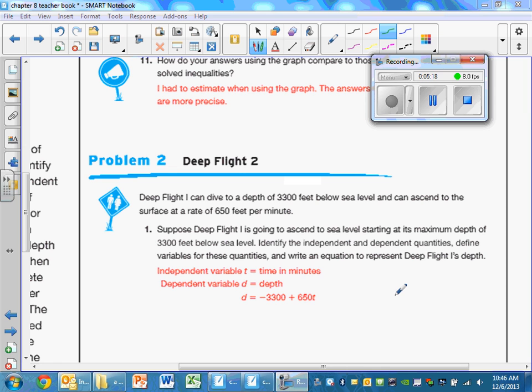The independent is the time in minutes, the dependent is the depth. In our equation, we're starting at negative 3,300, and then each minute will go up 600. So t times 600, or 1 times 600 plus the original, or 2 times, depending on how many minutes.